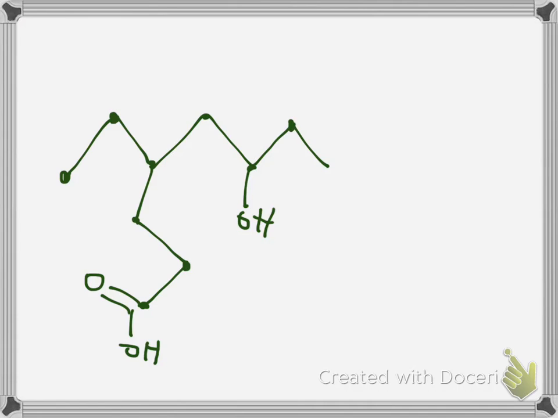So first we need to look at the longest carbon-containing chain that has the carboxylic acid. And so we could either have 1, 2, 3, 4, 5, 6, or 1, 2, 3, 4, 5, 6, 7, 8. And so it's going to be 8. And so that's going to be the root, which would be octane, but we drop that E and we add the oic acid. So we have octanoic acid as the root.